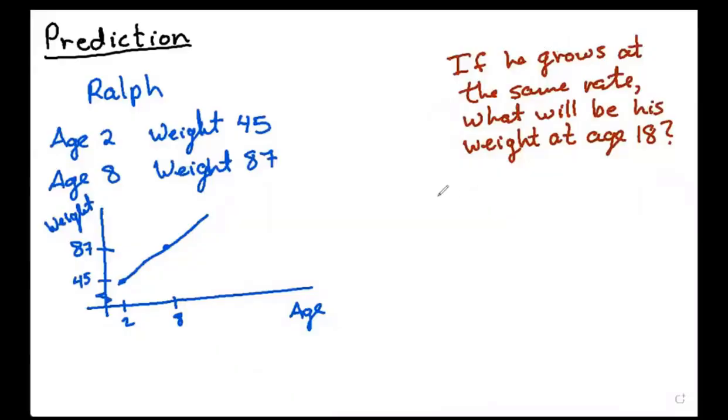Okay, so here we have one final question for you to work on. With prediction, here we have this kid named Ralph. Ralph at age 2 weighed 45 pounds. At age 8 weighed 87 pounds. I did a little graph of what was going on here. Here's age 2 at 45 pounds.